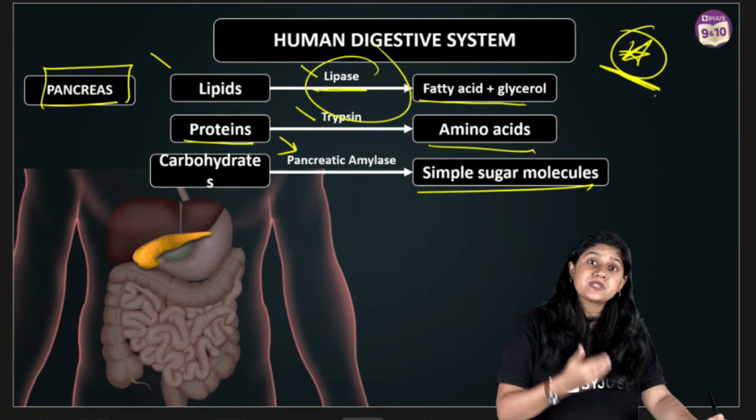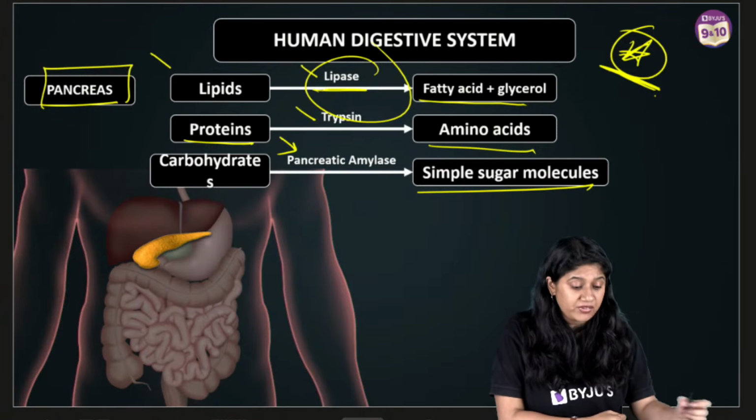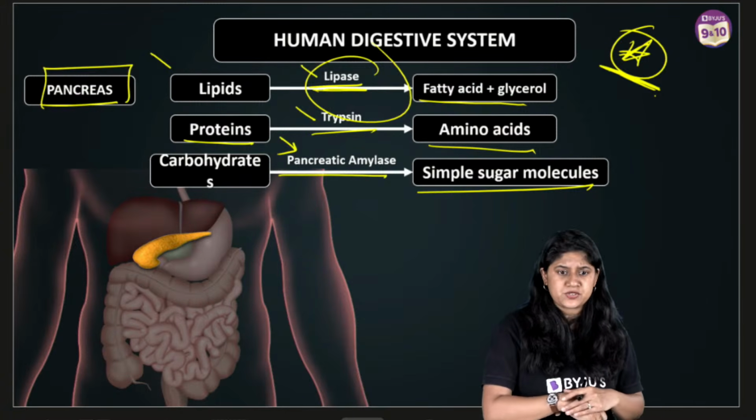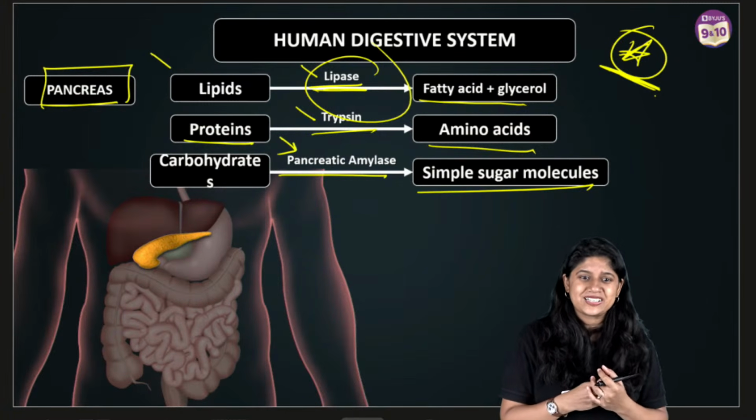Digestive enzymes help in the breakdown of the food, bachche. At different levels we have different enzymes, right? Lipase, trypsin, pancreatic amylase, all are enzymes. Okay.